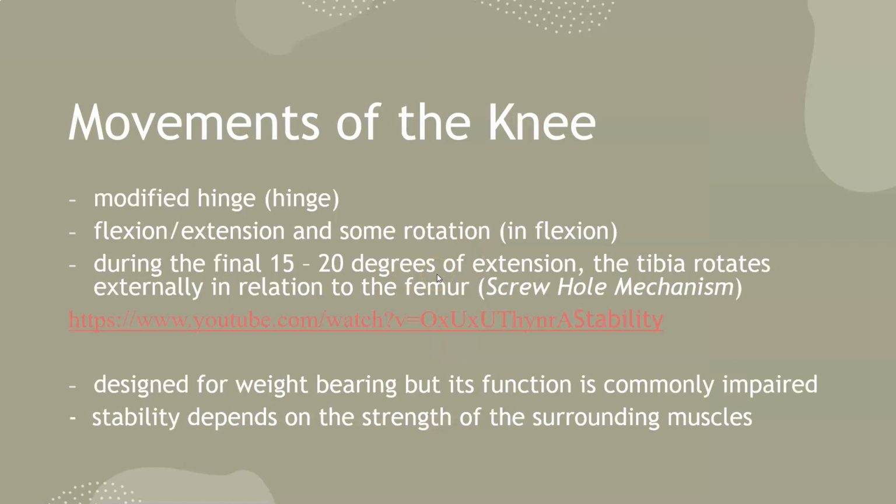Of course, movements of the knee, it is a modified hinge, flexion and extension, and as I said, in flexion there is some rotation. Now in the final 15 to 20 degrees of extension, the tibia actually rotates externally and it screws home the tibia, okay? So the tibia rotates externally, which screws it or tightens it into the two femoral condyles.